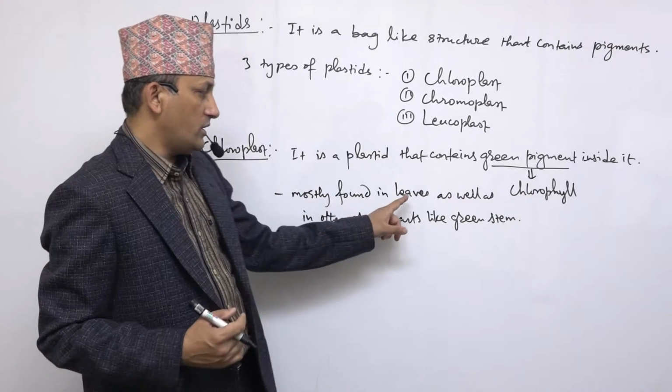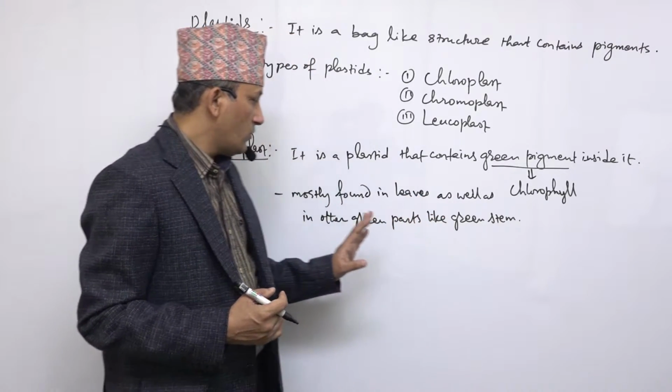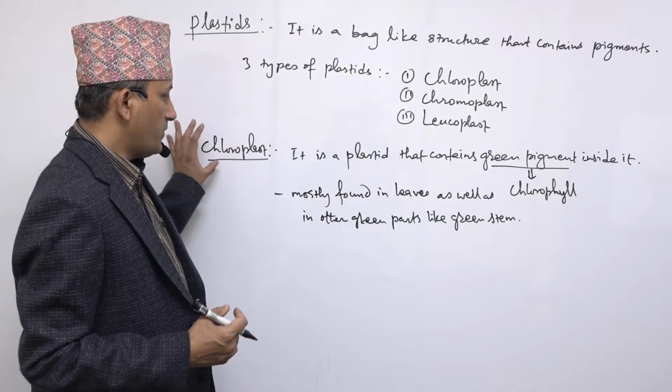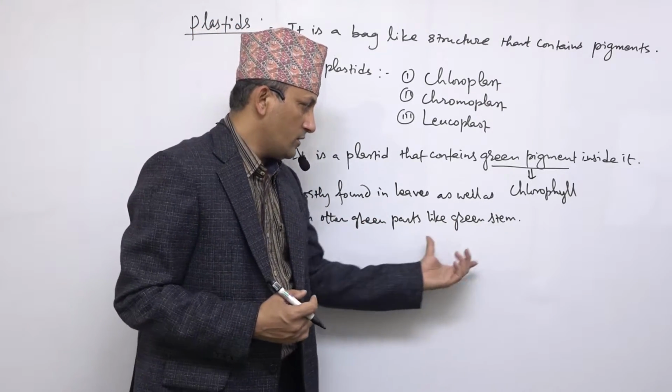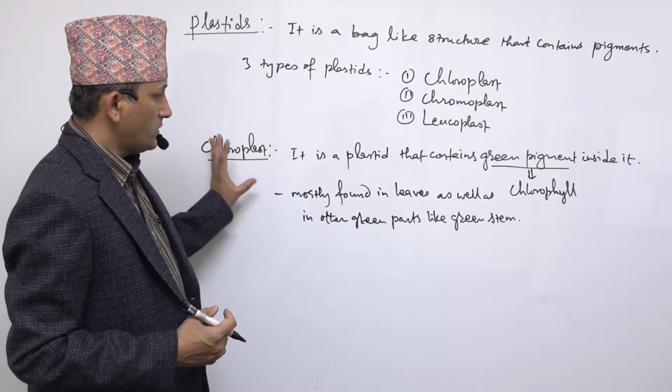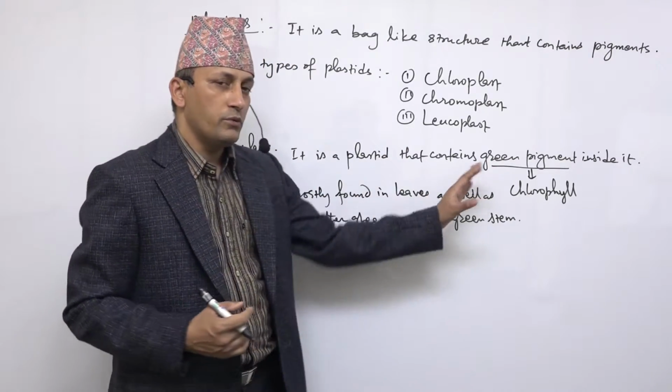So mostly it is found in leaves. We know leaves are green in color. Why? Because they contain chloroplast, but this chloroplast is also present in the stem if it is green in color. So this is about where this chloroplast is found, meaning where chlorophyll is found.